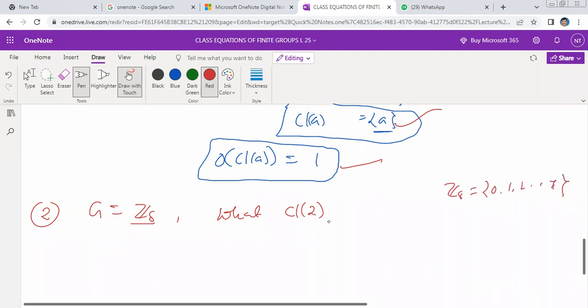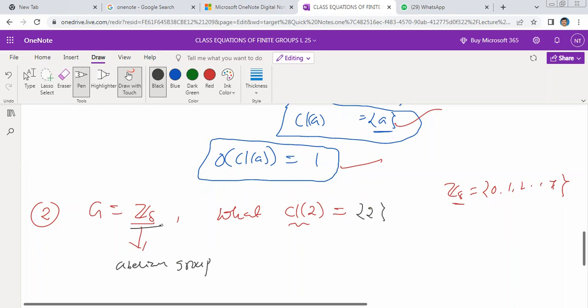Can you say what is the conjugate class of 2? My 2 is an element in Z8. Z8 is an abelian group. So the conjugate class of 2 is nothing but the singleton set {2}.